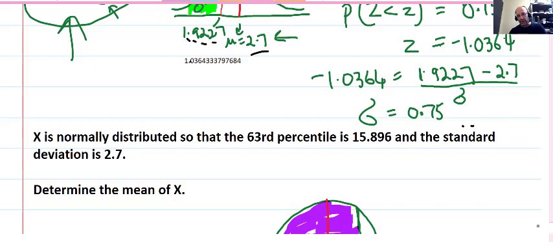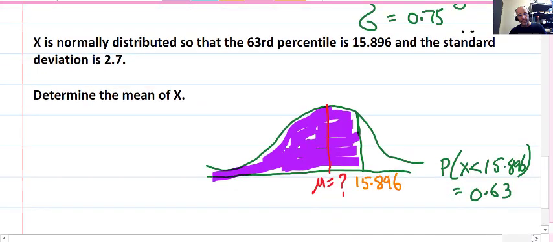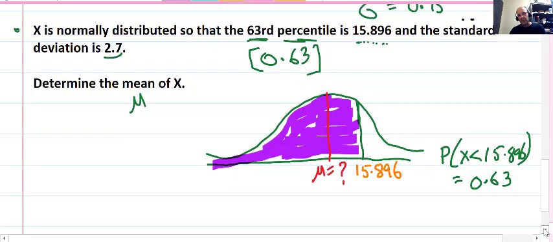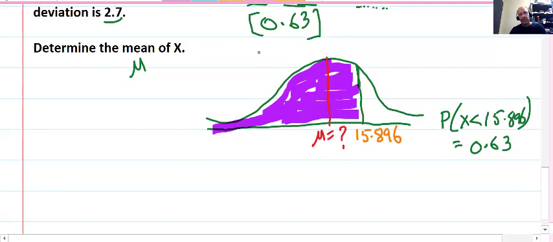Okay, the final example, we are looking at the final part of the video. We have x is a normally distributed variable, so that the 63rd percentile, which means a quantile of 0.63 like the previous one, is limited at 15.896. We're given the standard deviation. We've got to find the mean this time. It's going to have some similarities to the last one: we've got an area of 0.63 here in this purple zone, the entire purple zone there.